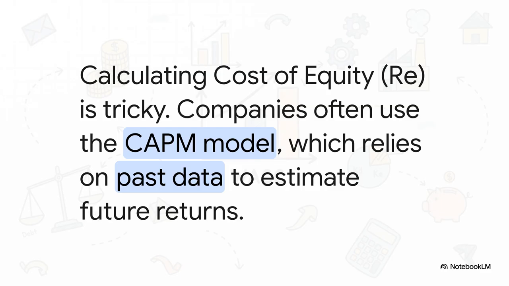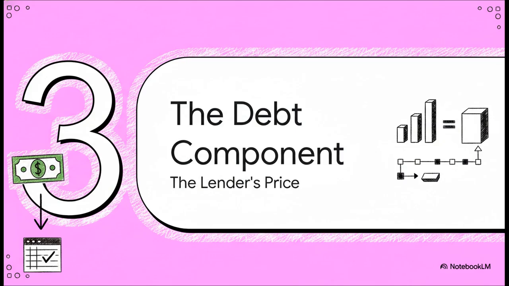The go-to method is something called the Capital Asset Pricing Model, or CAPM. Now, without getting too deep in the weeds, it uses things like how risky the stock is compared to the market to come up with a number. But because it's using the past to predict the future, it's really just a very sophisticated estimate. Okay, so that's the equity side of the house.